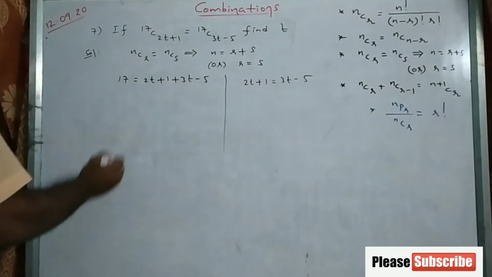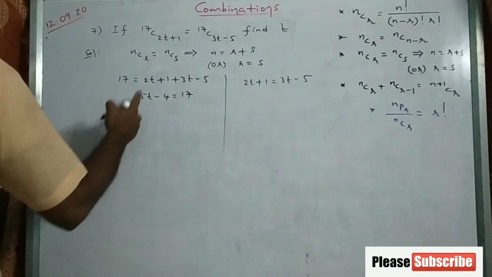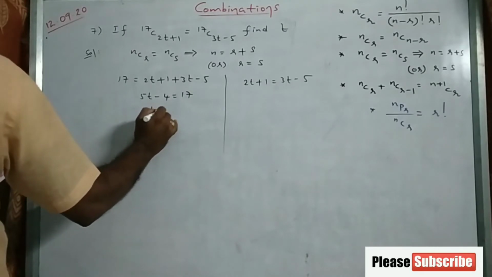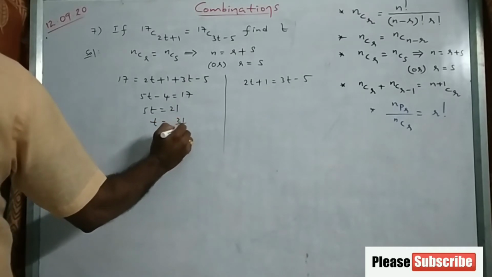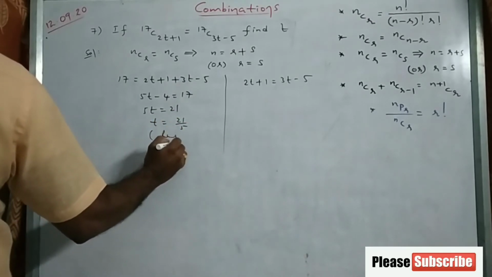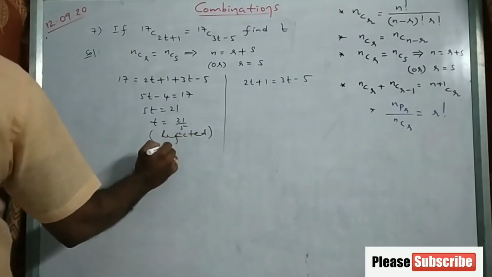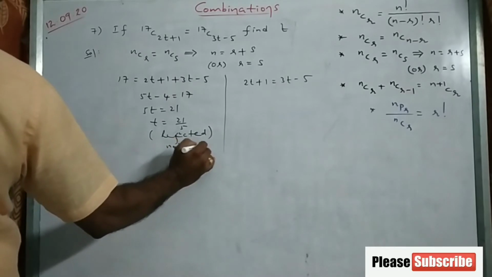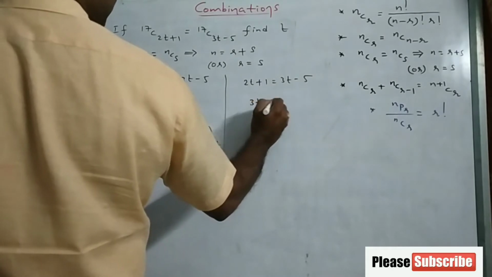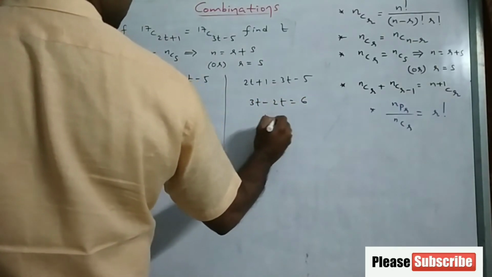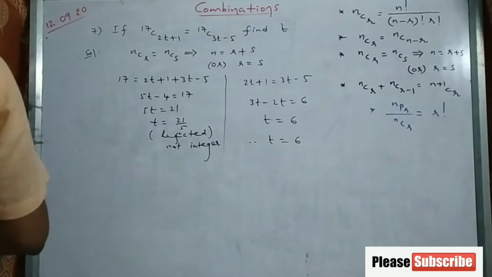Two cases. Let us see here. 5T minus 4 equals 17, so 5T equals 17 plus 4, which is 21. T equals 21 by 5. It is not possible, rejected. Why? Because T should always be an integer. So look at this, 3T minus 2T is equal to 6. So T equals 6. This is possible.